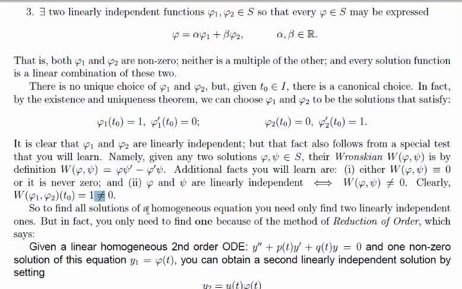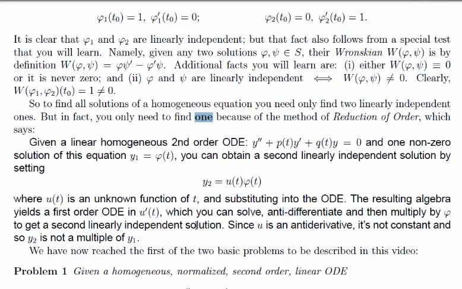Okay, so to find all solutions of a homogeneous equation, you only need to find two linearly independent ones. Then any other solution will be a linear combination of those. But here's the amazing fact. In fact, you only need to find one solution because of the so-called method of reduction of order, which you will also learn. And I'm going to specify what the method of reduction of order says.